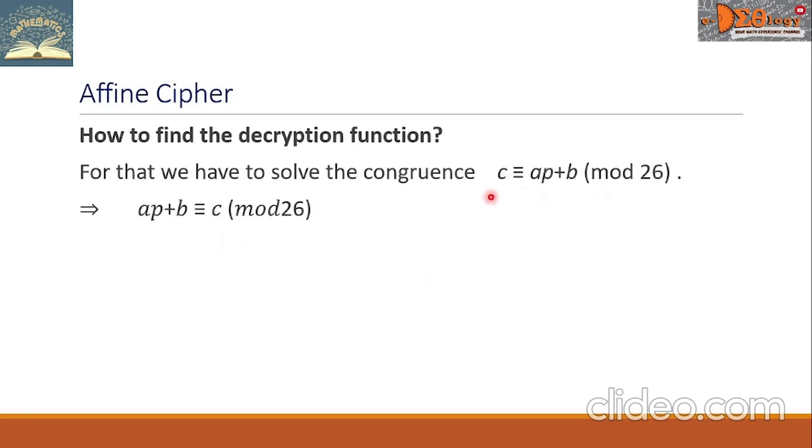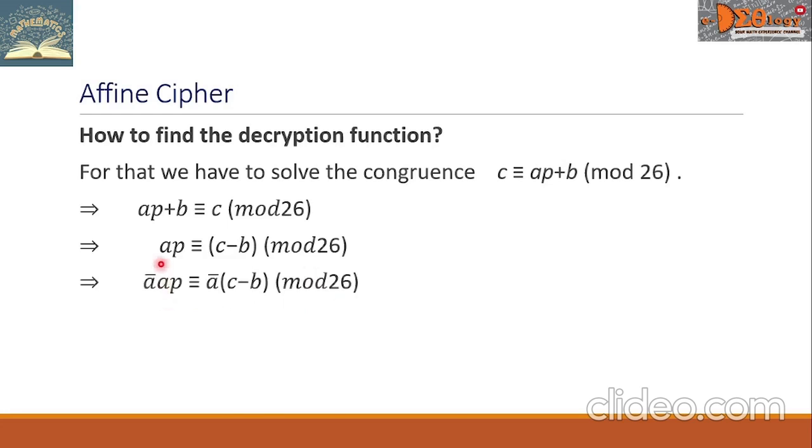We can rewrite this congruence like this. We interchange the c and the quantity ap plus b. So the left side will be ap plus b is congruent to c, mod 26. Let us transpose this positive b to the right side. So we have ap is congruent to c minus b, mod 26.